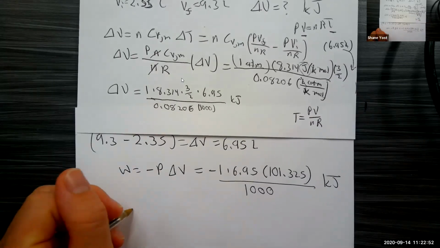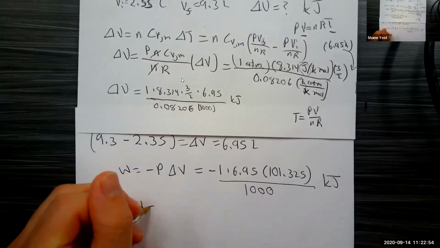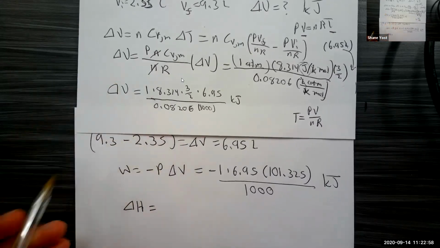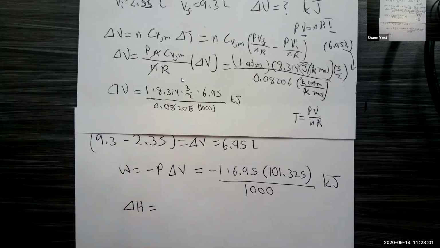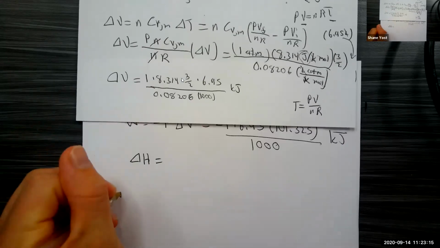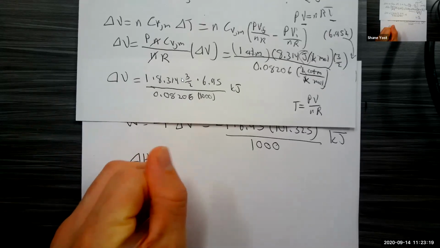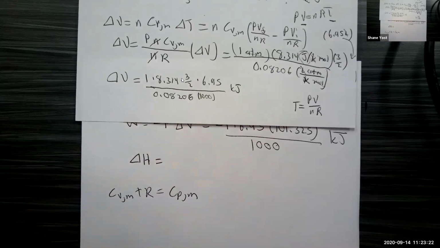And then delta H here is going to end up being kind of the same thing as delta U, except the Cp for an ideal gas is equal to 5 halves R if Cv is 3 halves R. The molar heat capacity at constant pressure: Cvm plus R equals Cpm.